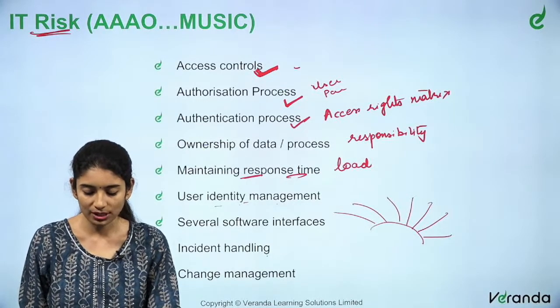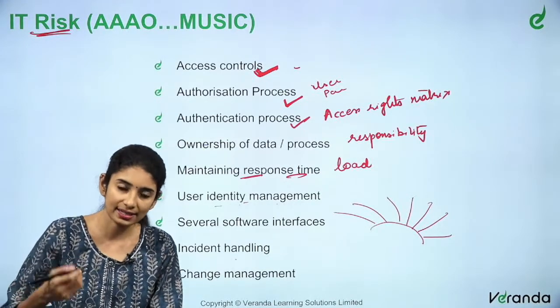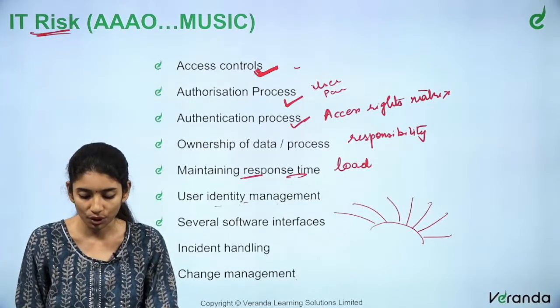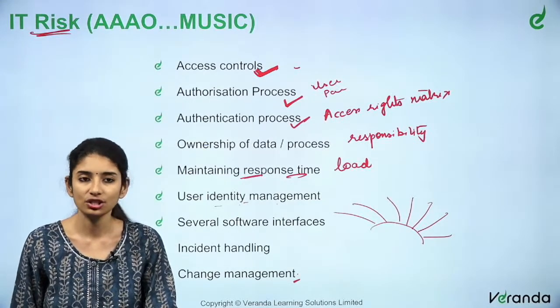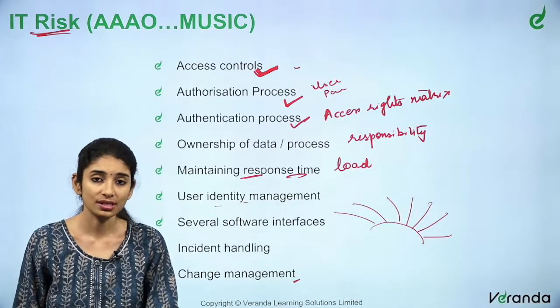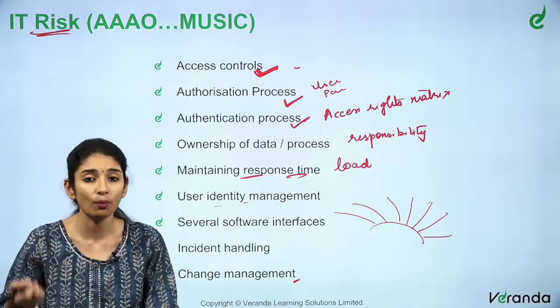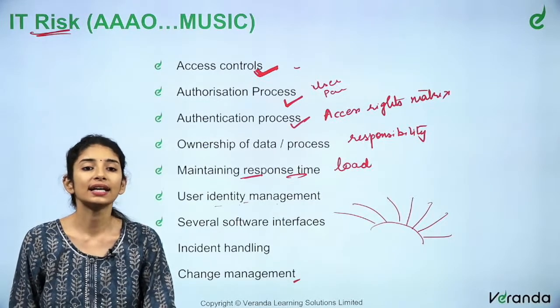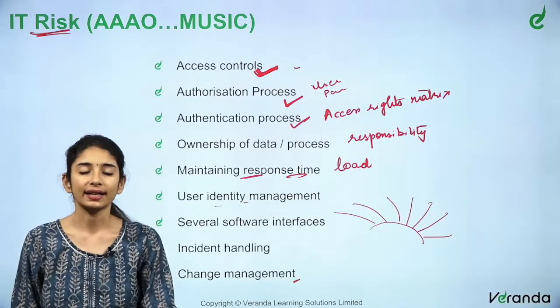Incident handling process. In case something has happened, what is the hierarchy on who should I go report to? Change management. If there is any change, how is that handled through the system? How is that documented? Is that monitored? Is that done by an authorized person? Clear? IT risk, AO music.